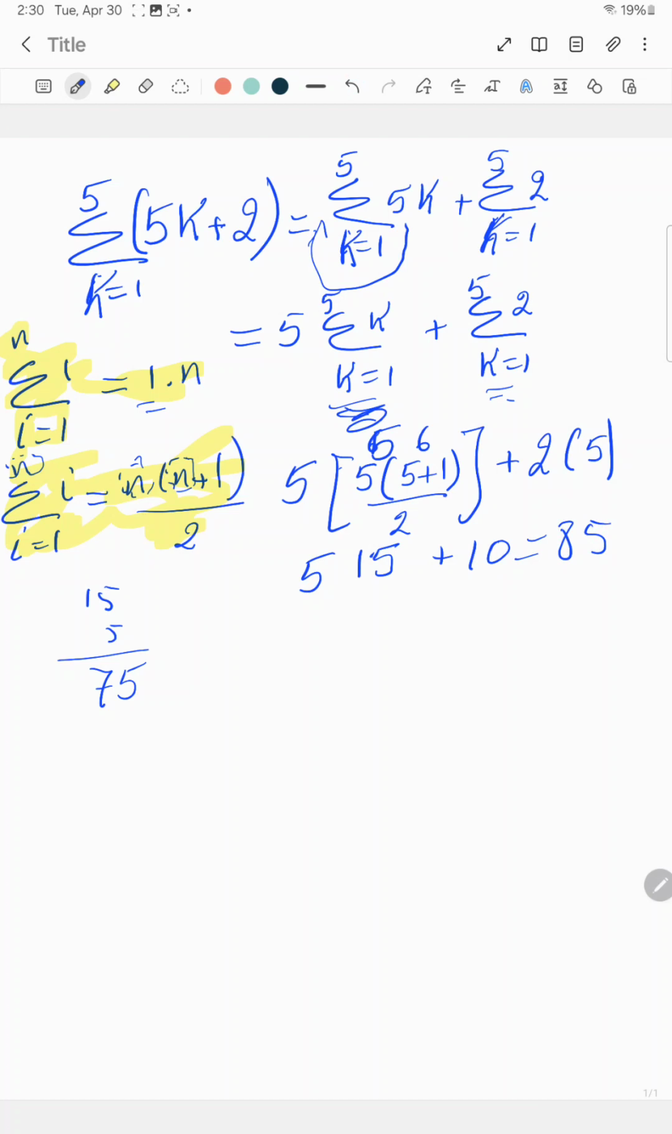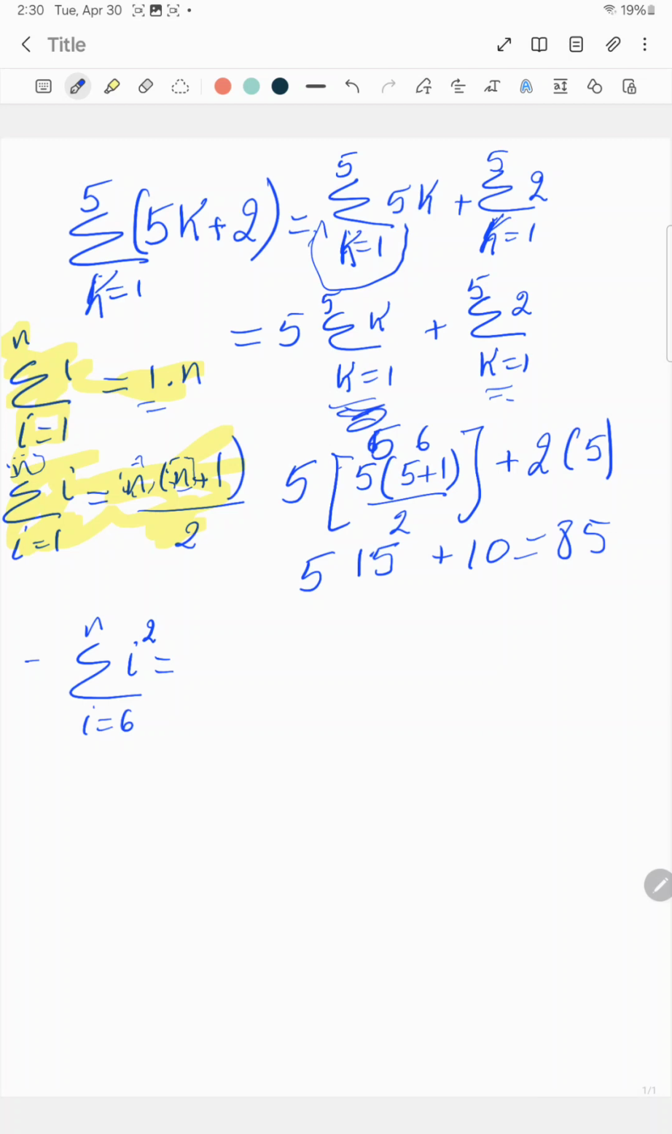Let's do another exercise. But this time I will keep n. I'm not going to replace it by a number. The second one would be the sum of i equals 6 to n of i squared.